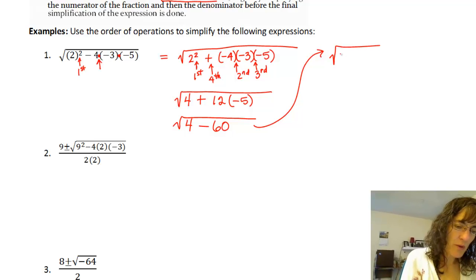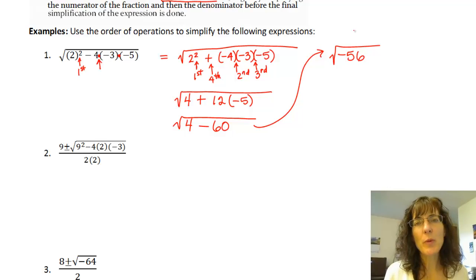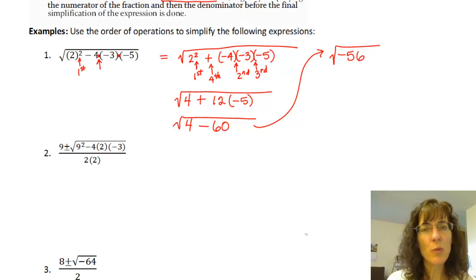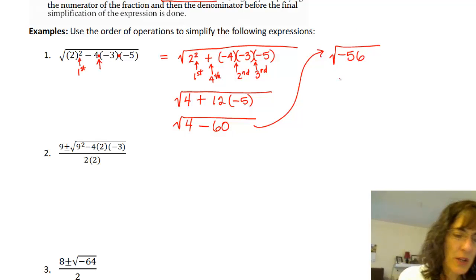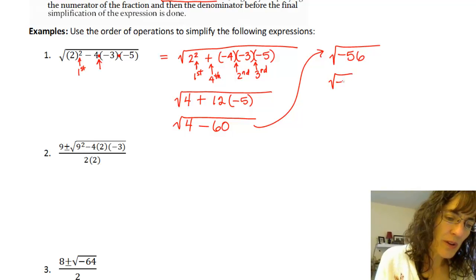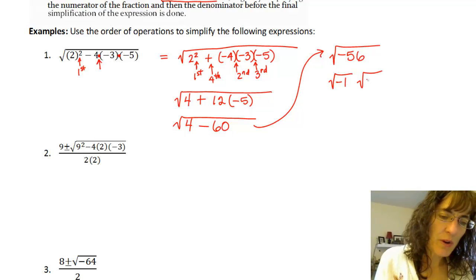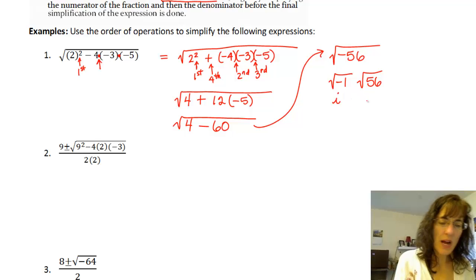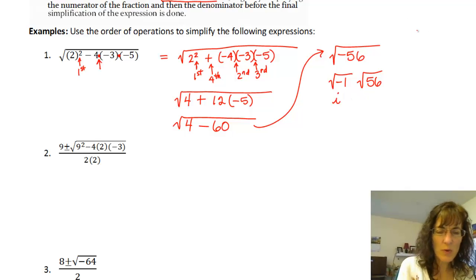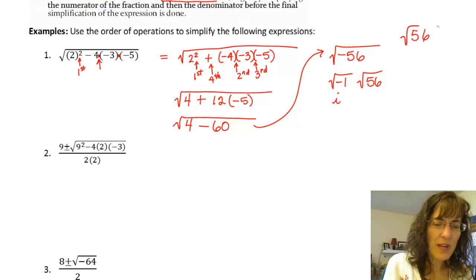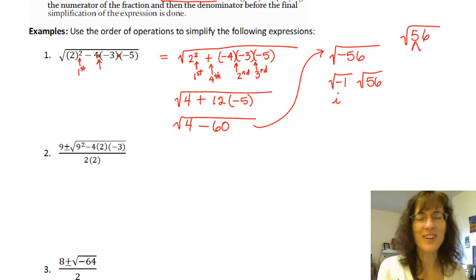So I have the square root of -56. And now remember, with the square root of a negative, we want to pull the negative out front. So we're going to make it the square root of -1 times the square root of 56, and that is equivalent to i, and the square root of 56, we're wondering, do we have any perfect squares in there?